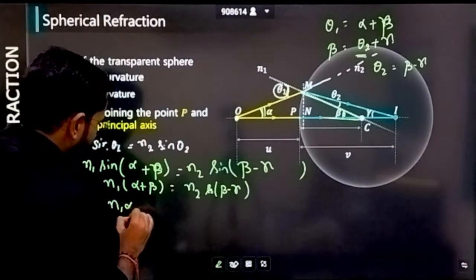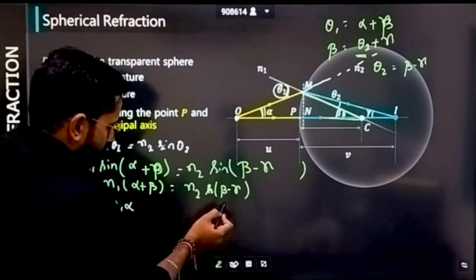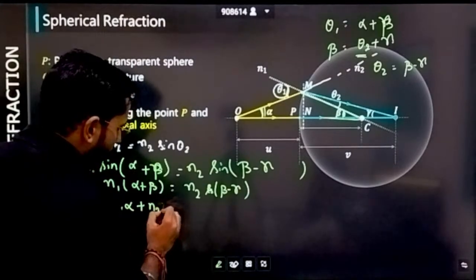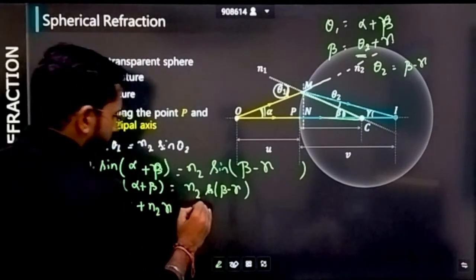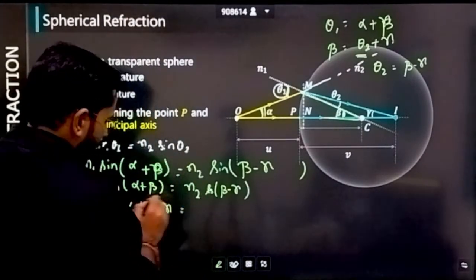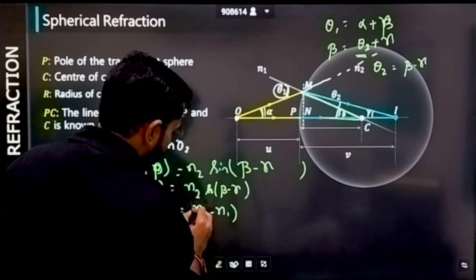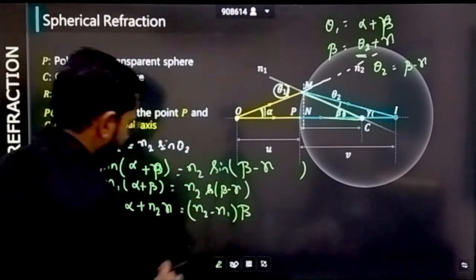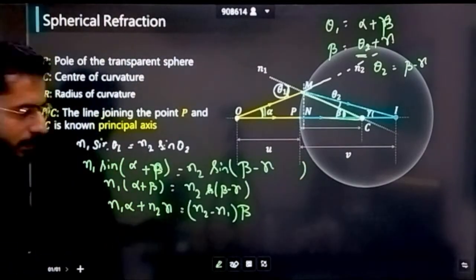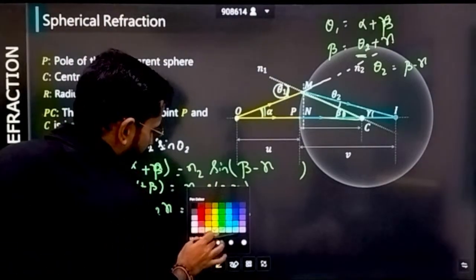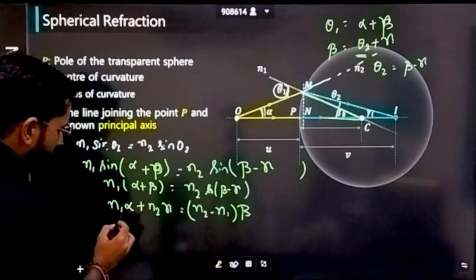Here you will have n1 alpha, and take the plus of n2 gamma, and on the other side write n1 beta, here n2 beta. Take it here. That means n2 minus n1 into beta. I've rearranged the same equation and written it in some other form. Now let's see how further I can write it.